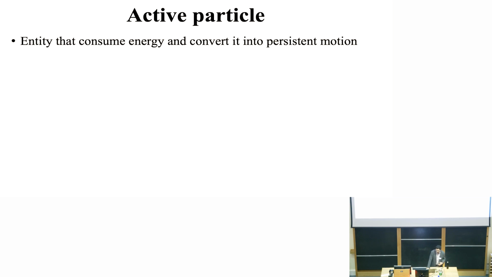Let me start by telling you what I mean by an active particle. The best way to do this is by showing you some examples. But before I do that, let me give you a working definition that is generally used by researchers in this area. An active particle is an entity which consumes energy from the environment and converts it into some sort of directed and persistent motion. In doing this, it also dissipates some energy. So these are out of thermodynamic equilibrium. These are non-equilibrium entities.